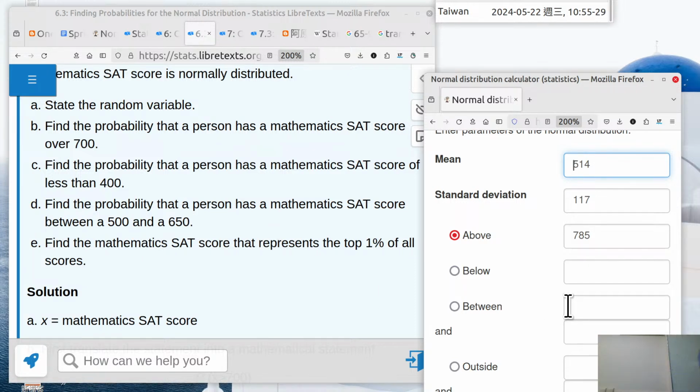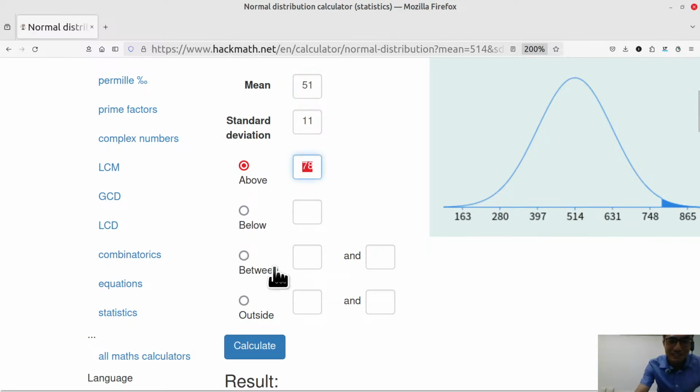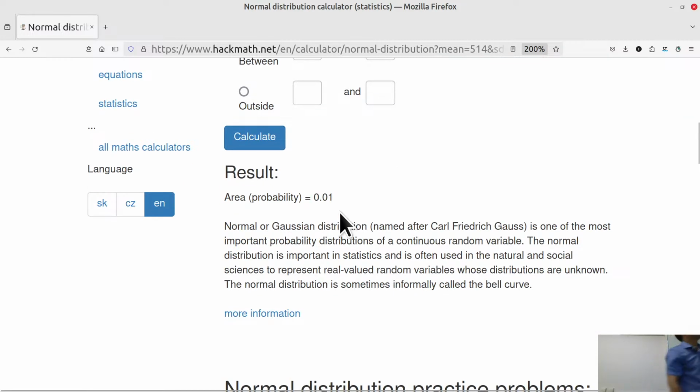0.01%. So what's the score? 786. Okay, thank you, Daniel. 786. Oh, get it. Thanks. Yeah, it's trial and error, and you are approaching the real value that meets the requirement.